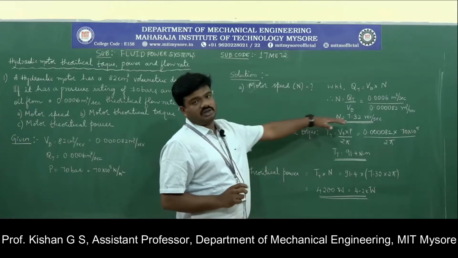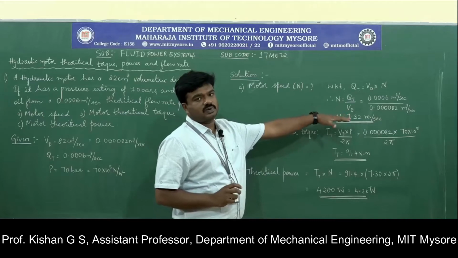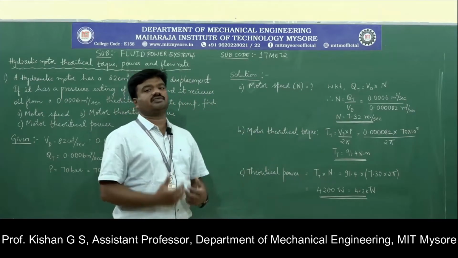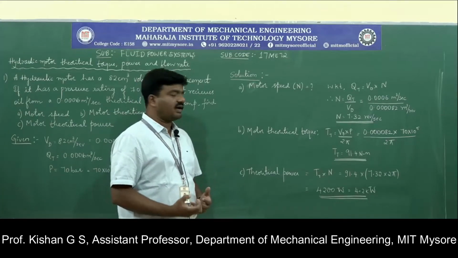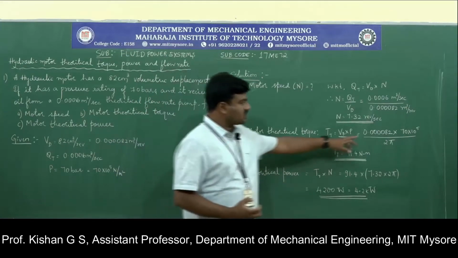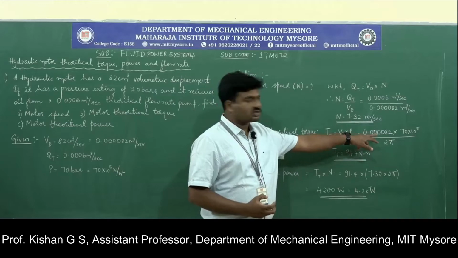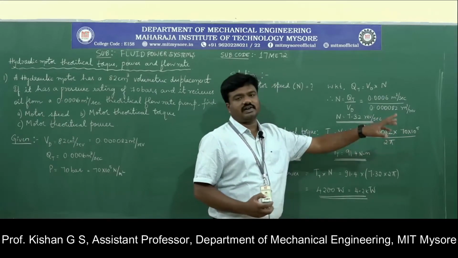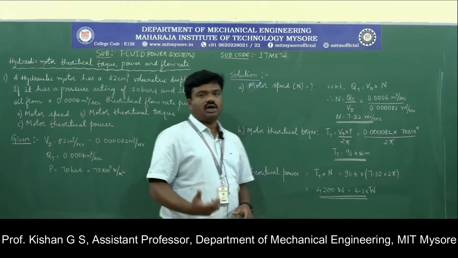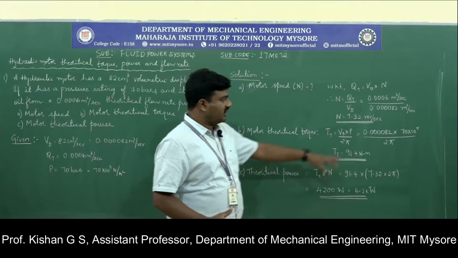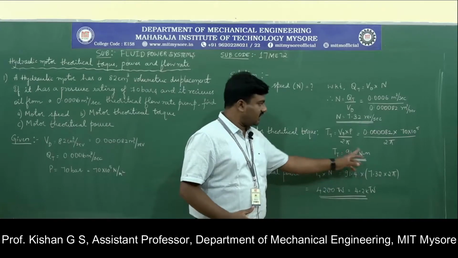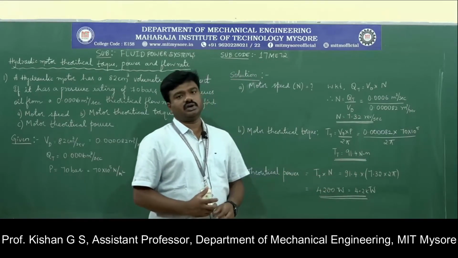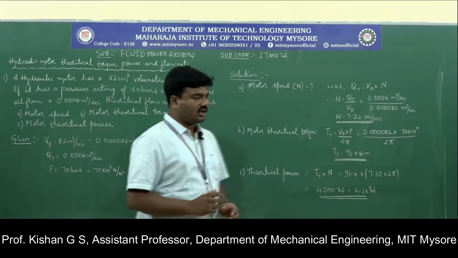Okay, so first being N in terms of revolutions per second, followed by motor theoretical torque. We know the exact formula, Vd into P divided by 2 pi. So Vd is known, 0.000082. Pressure is given, 70 into 10 to the power of 5 in Newton per meter square, divided by 2 pi. Hence we are going to get the value in 91.4 Newton meter. So it is the direct substitution as such.